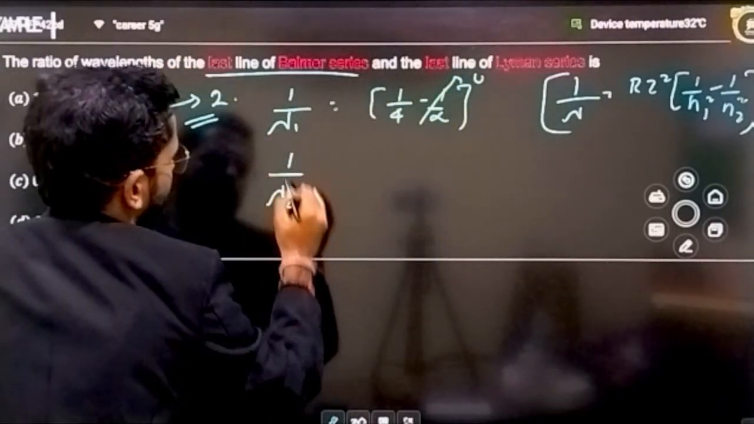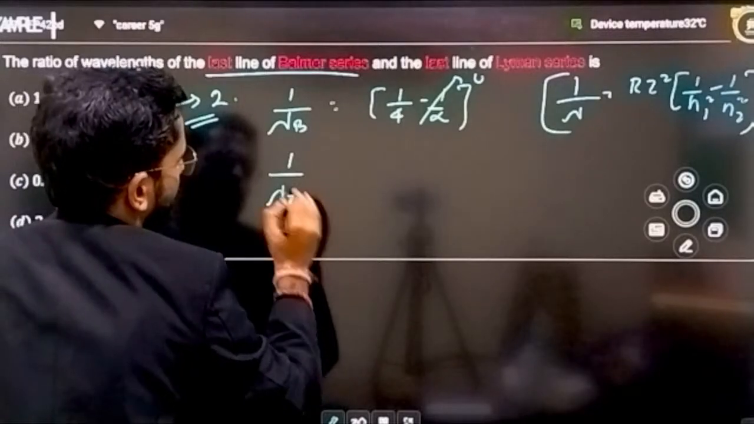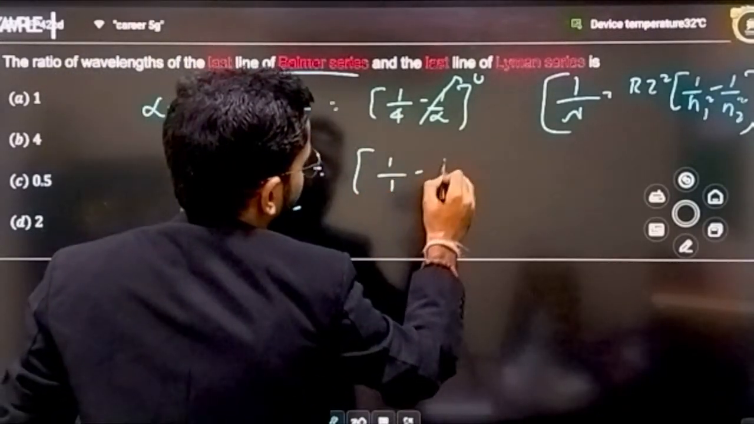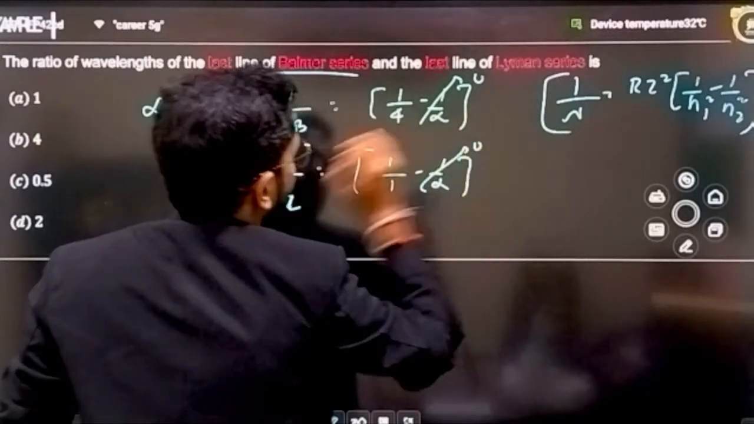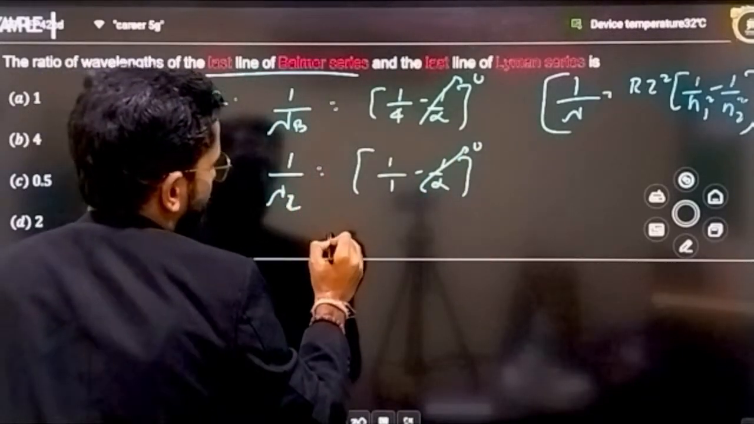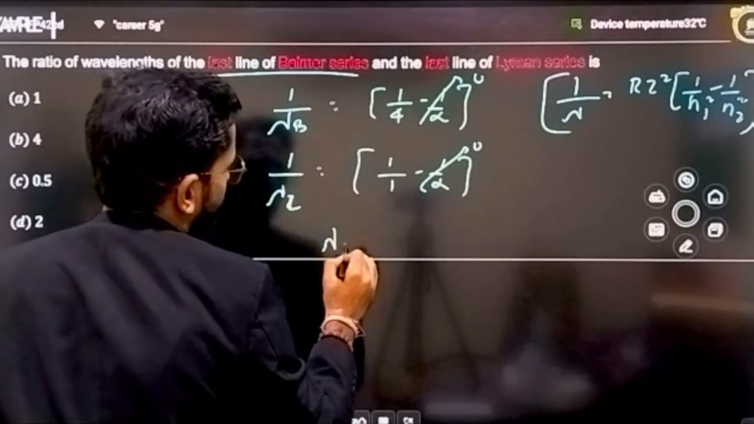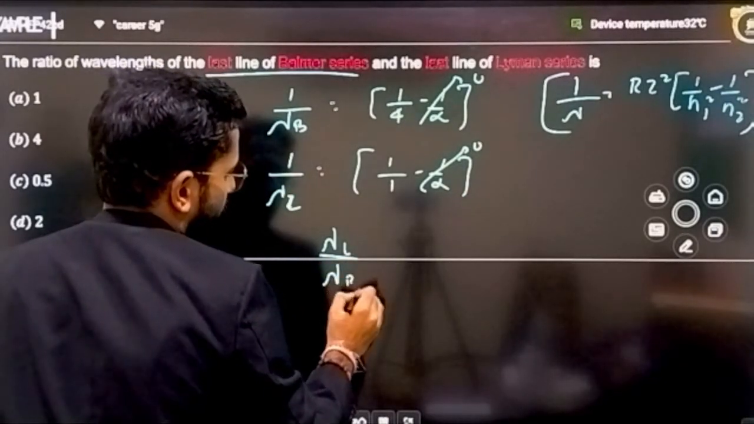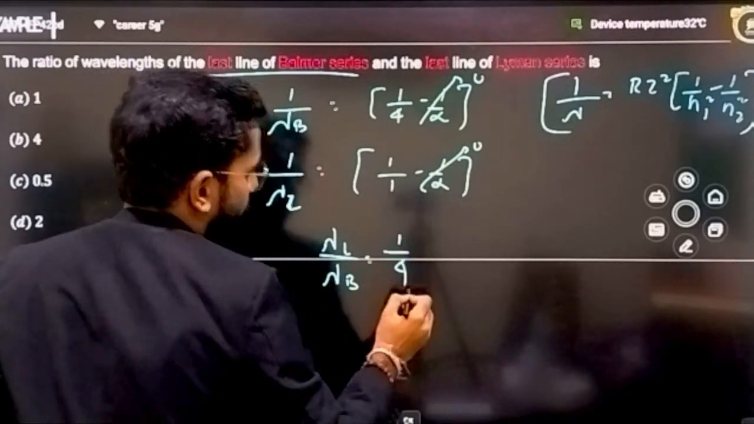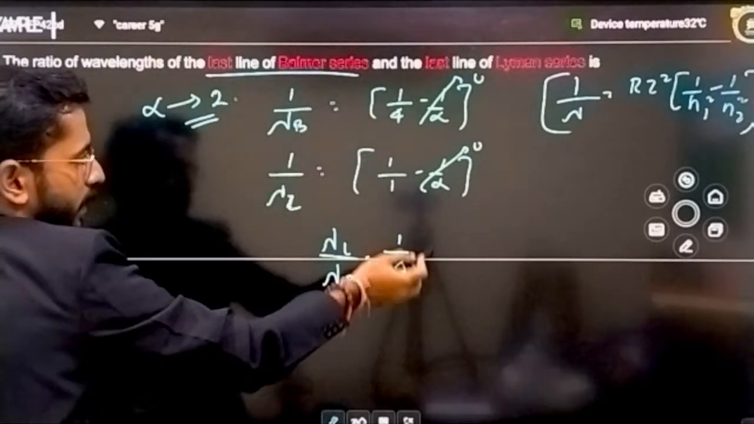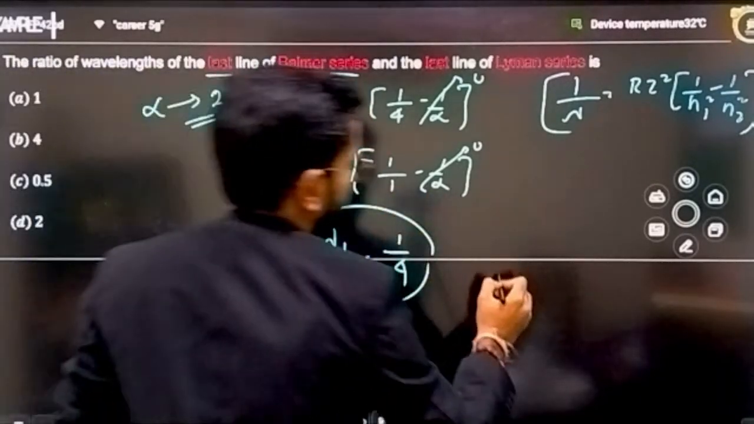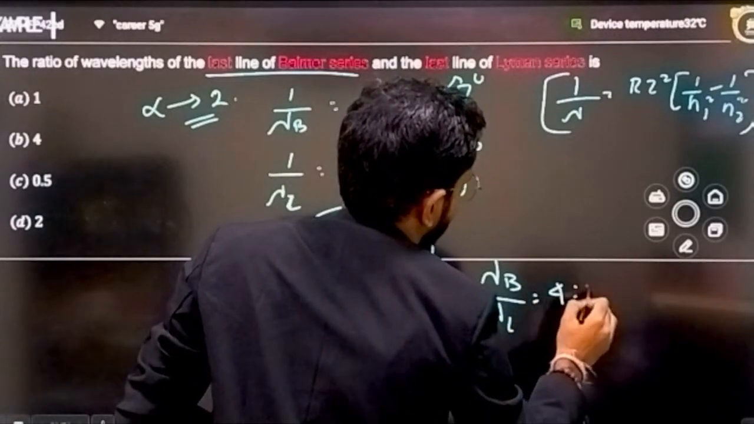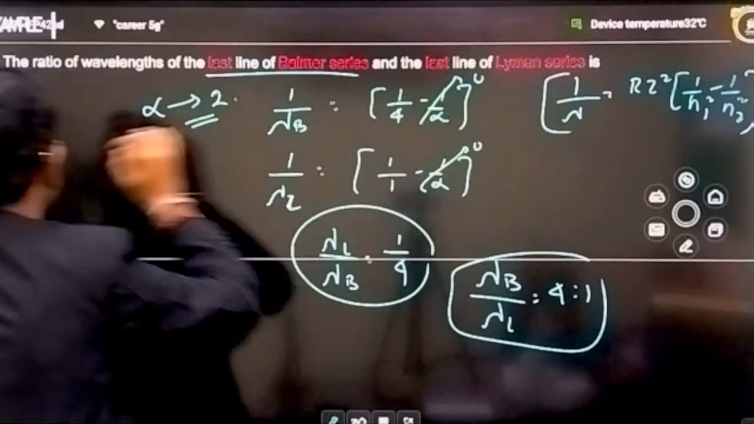Next one, 1 by lambda 2. Let's write this one is for Balmer, this is for Lyman. This will be equal to 1 by 1 minus 1 by infinite, which will be 0. Now when you take the ratio of equation 1 and equation 2, lambda of Lyman series divided by lambda of Balmer series will be equal to 1 by 4. But we have to calculate lambda of Balmer series divided by lambda of Lyman series, that will be equal to 4:1, or the answer can be written simply as that.